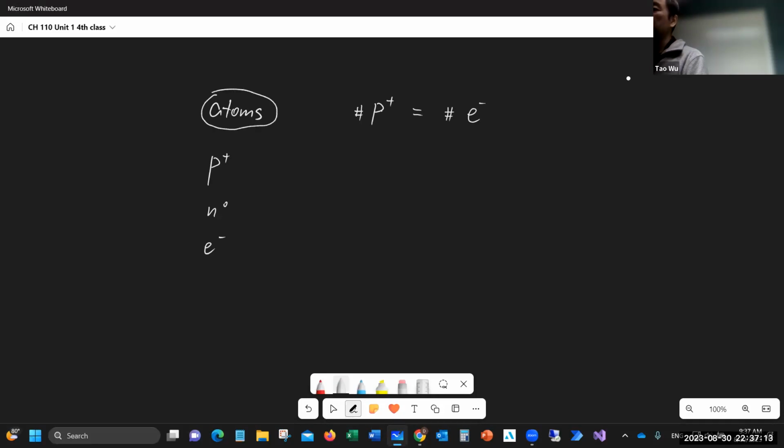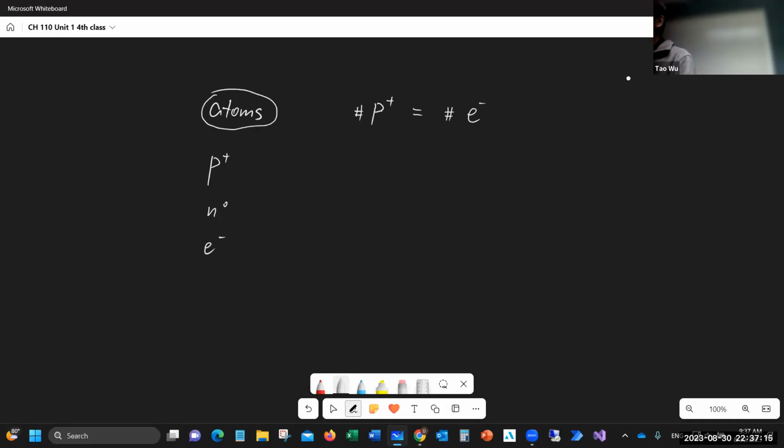Let's just review what we talked about last time. Last time we talked about atoms. The structure of the atoms: they have protons, neutrons, and electrons. And also for an atom itself, the proton number should be equal to the number of electrons, right? Those two are the same, which means the whole atom is neutral.